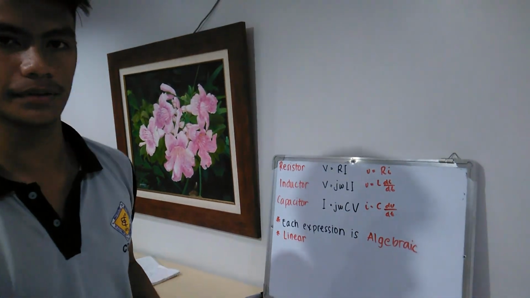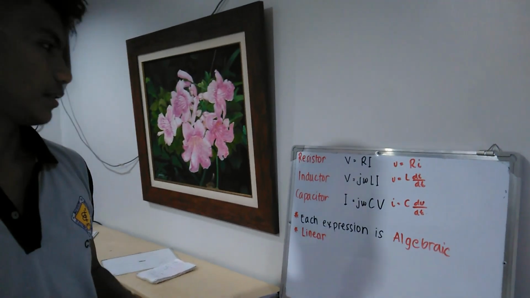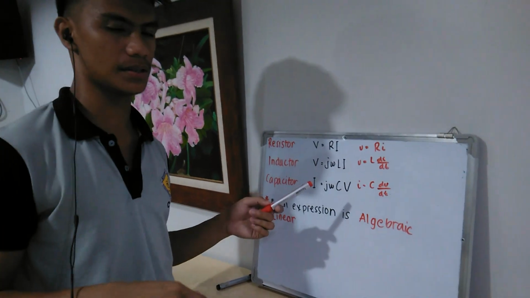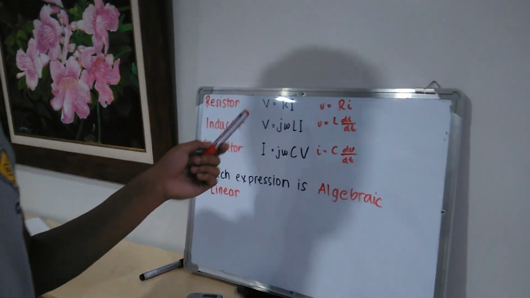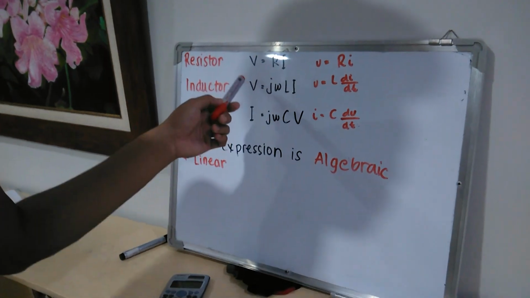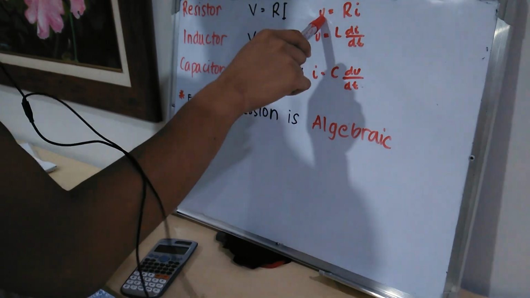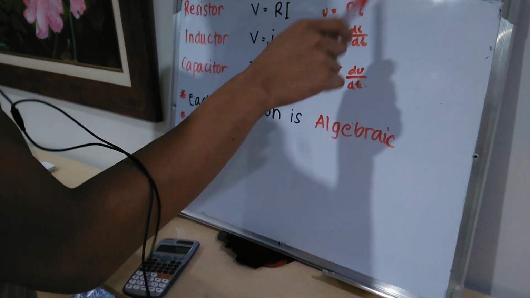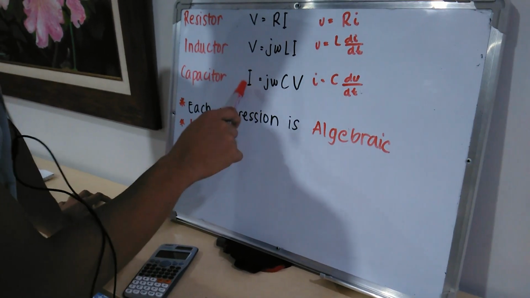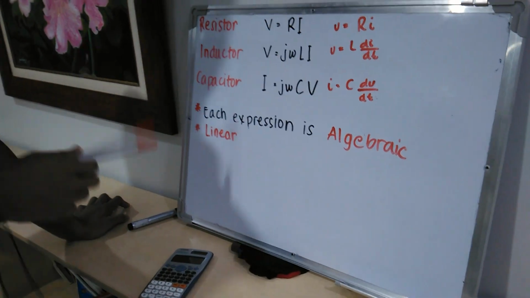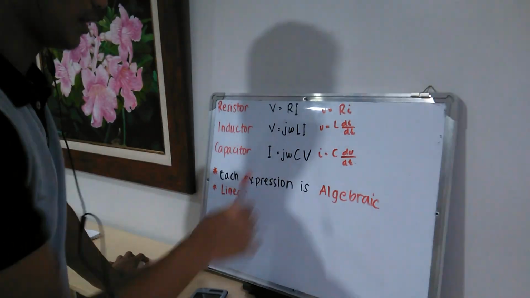Now let's have a recap of our discussion. We have discussed that these three passive elements, resistor, inductor, and capacitor, each have expressions in the time domain and in the frequency domain. We have v = Ri in the time domain and V = RI in the frequency domain. Also for the inductor and capacitor, we have these equations. Each expression is algebraic in nature, and all of them are linear.